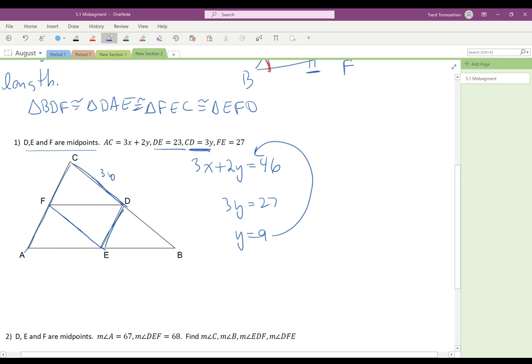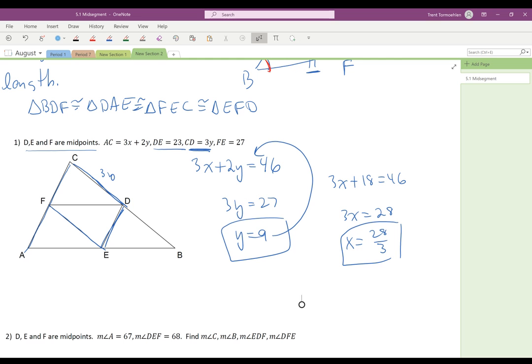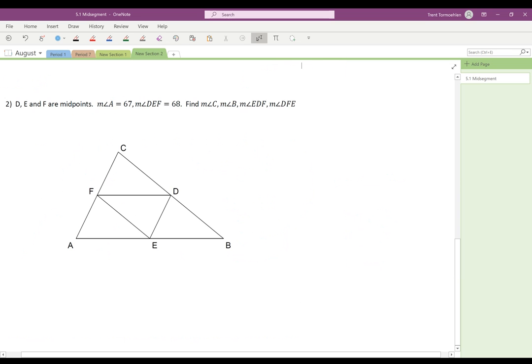We then can come back up here and get 3x plus 18 equals 46. So 3x equals 28. And so x equals 28/3. And so that's how you use the fact that the mid-segments are half the length of the sides to solve some problems. And then we can also solve problems given angle measures based on what we talked about. Again, DEF are midpoints. So that means that they are mid-segments.